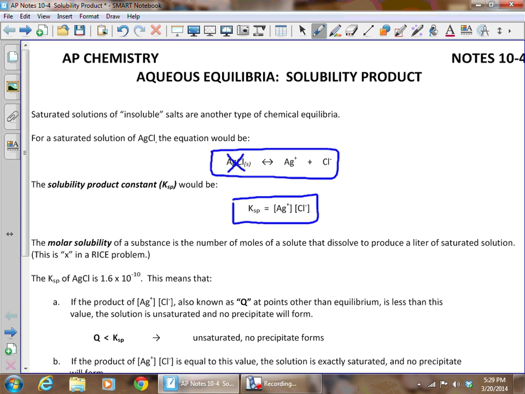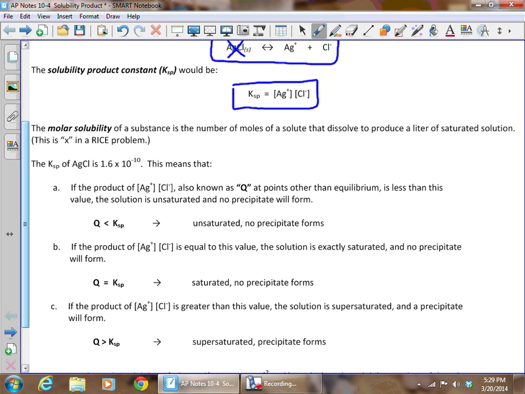Another term that we want to be familiar with is the molar solubility of a substance. This is the number of moles of a solute that dissolves to produce a liter of saturated solution. The important thing for us in our equilibrium calculations is that this is X in a RICE problem. So remind yourself that X is molar solubility when we're dealing with a KSP problem. So X is molar solubility.